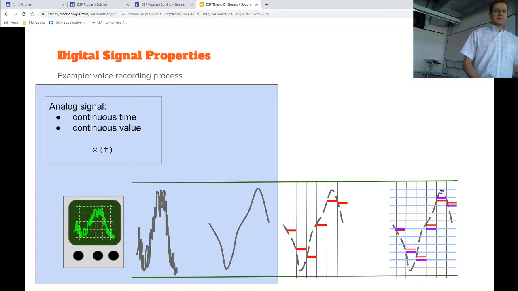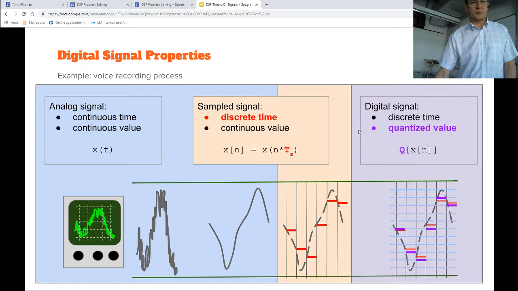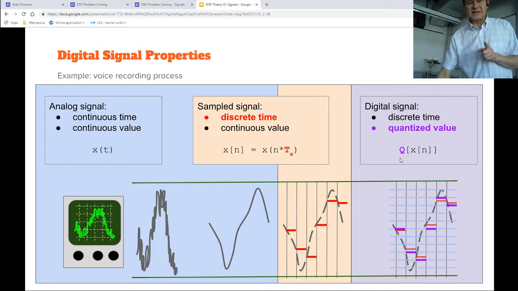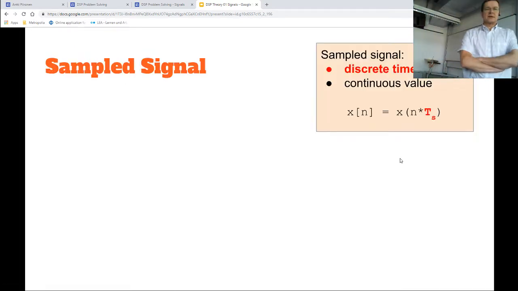All right, so before we start, real life signals are always analog, meaning continuous time, continuous value. Then a sampled signal, meaning discrete time, but still continuous value. And at the end, we have discrete time and quantized value. That's our digital signal. And that's the gap.